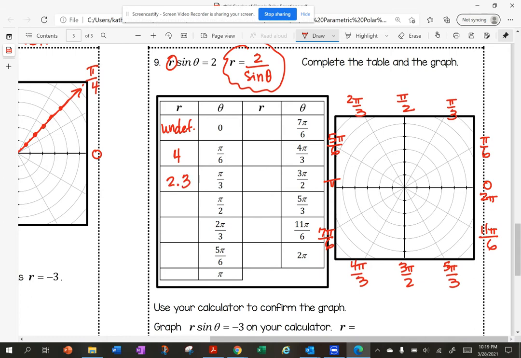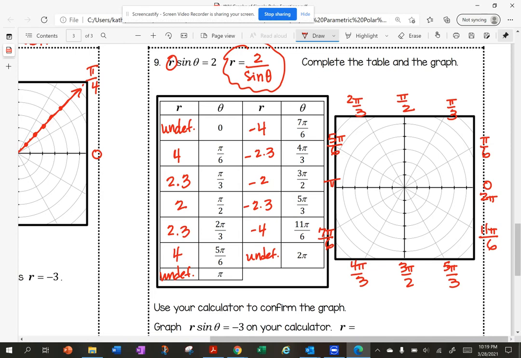So 2.3, 2, 2.3, 4, undefined, minus 4, minus 2.3, minus 2, minus 2.3, minus 4, undefined. Okay, now I'm going to go graph these.